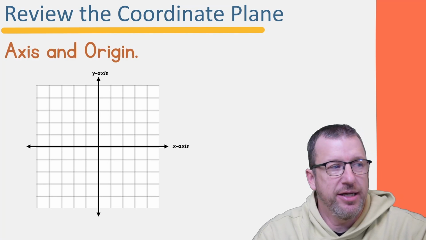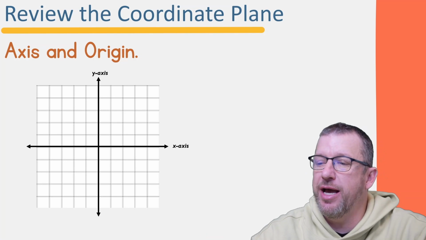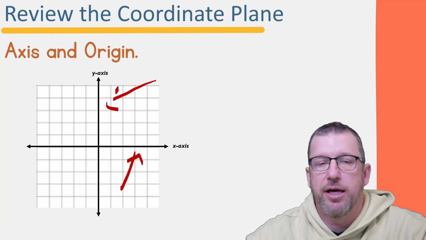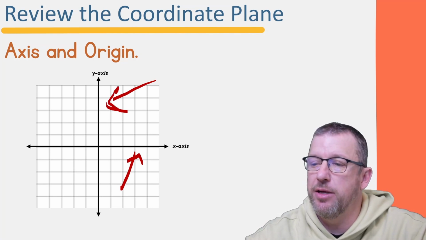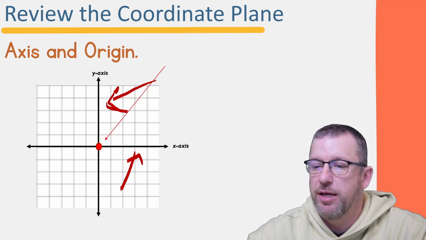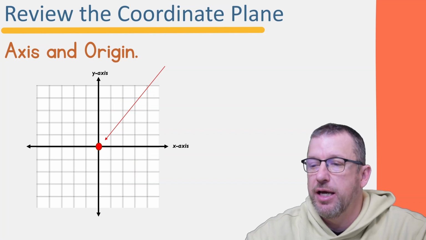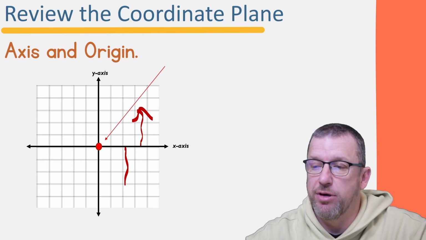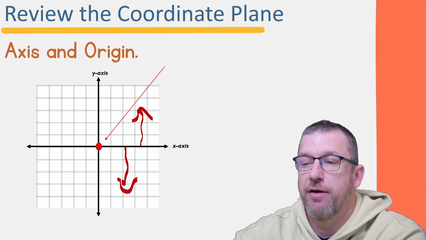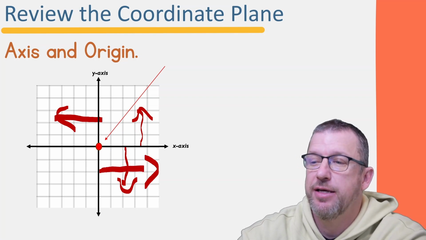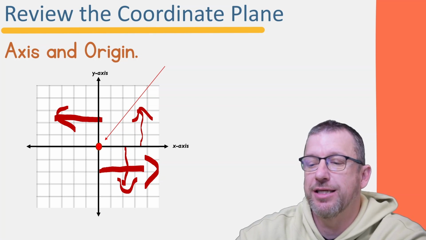First of all, the coordinate plane has 2 axes and an origin. You've got the y-axis going up and down, and then the x-axis, and they cross at a perpendicular angle. In the middle of it there is an origin. That's the middle of the coordinate plane, and that represents 0, 0, okay? Everything above the x-axis is a positive value. Everything below the x-axis is a negative value. Everything left of the y-axis is a negative value. Everything right of the y-axis is a positive value, okay?